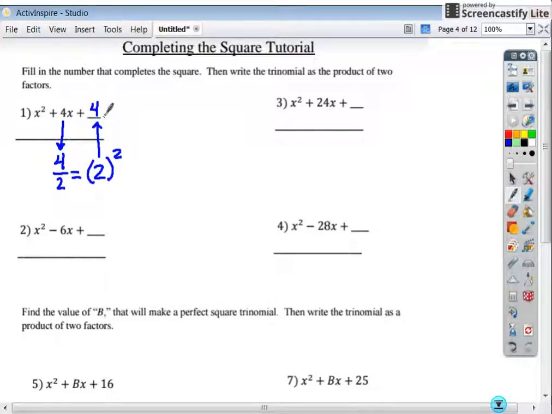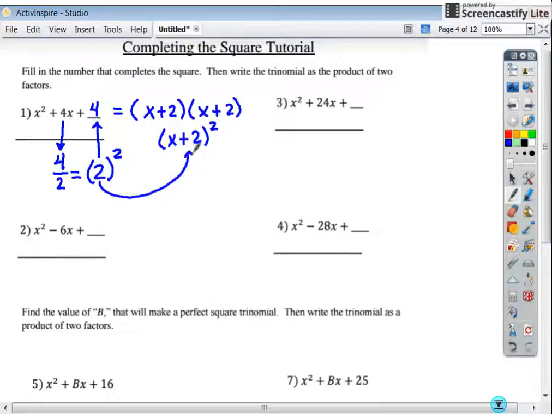Now to write this as the product of two factors, you want to think what multiplies before adds before. Well, that's just 2 and 2. So you write this as x plus 2 times x plus 2, which is the same thing as x plus 2 quantity squared. Now notice, whatever this number is inside the parentheses here is going to be the same as that number there.